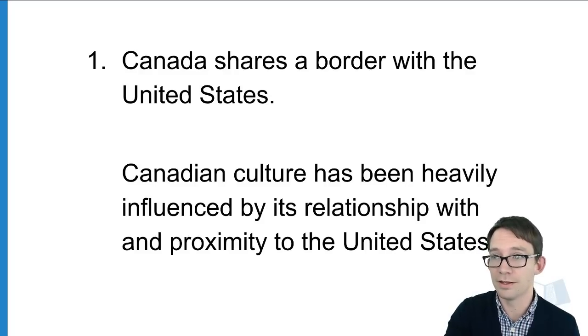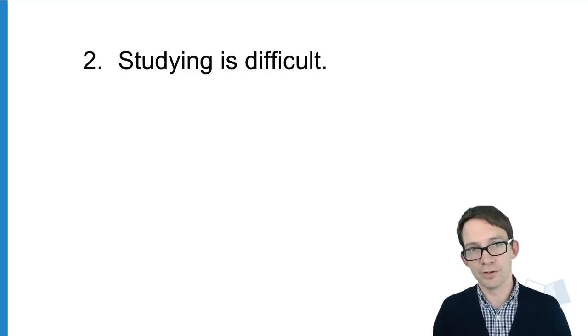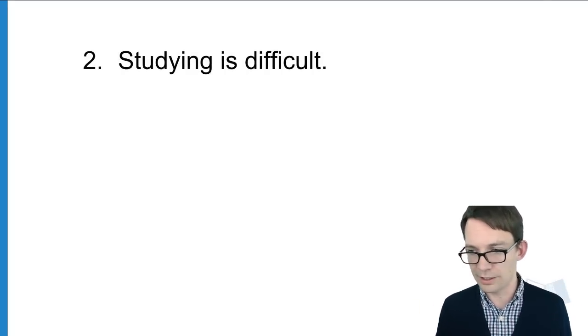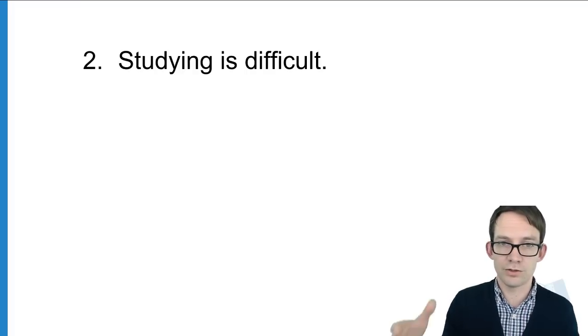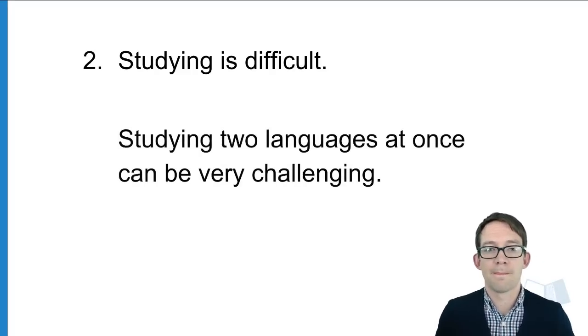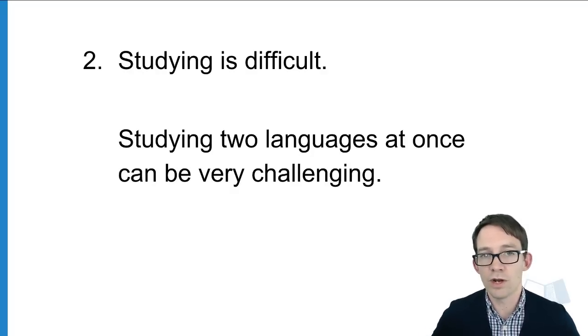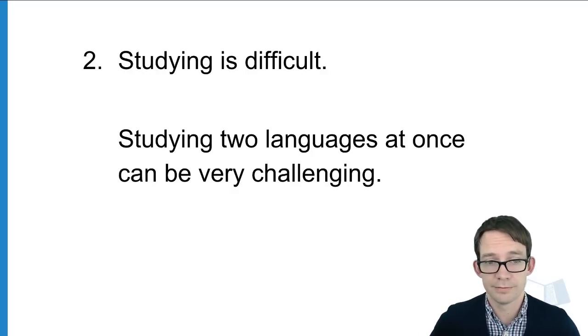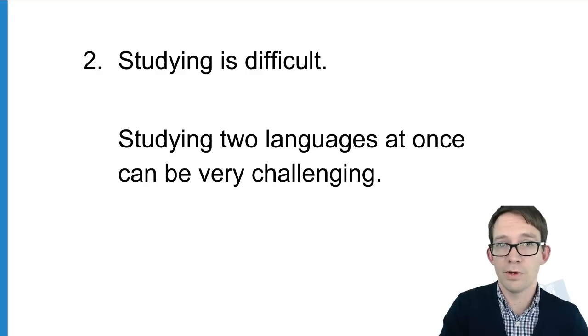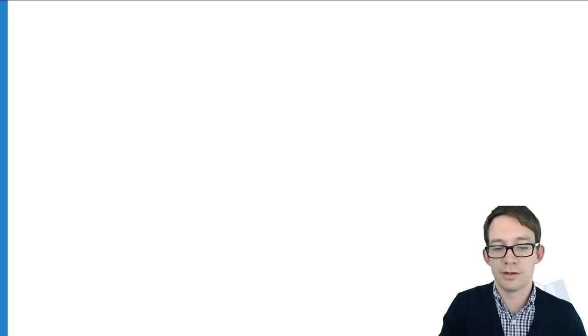How about the second one? Studying is difficult. As we said, this is too broad. There's not enough information in here to really focus it for the paragraph. So, how do you fix it? I said, studying two languages at once can be very challenging. Now you're getting a little bit more specific about what it is you're studying, and therefore you've got a clearer idea of what you can write about in the paragraph. Okay? What about the third one, rather?